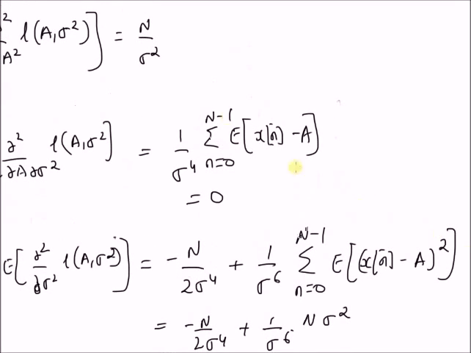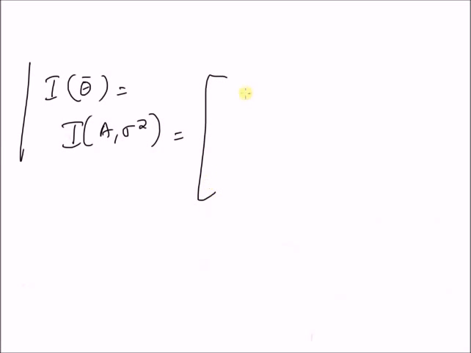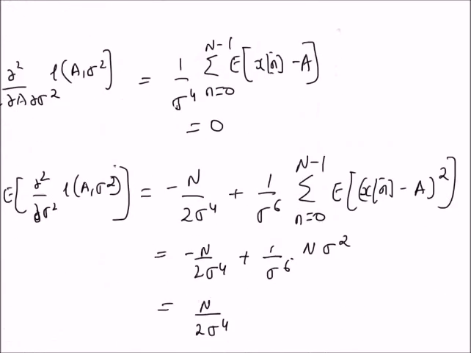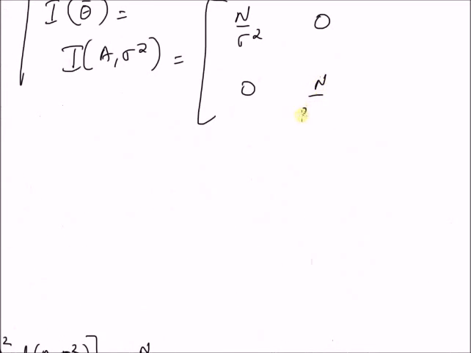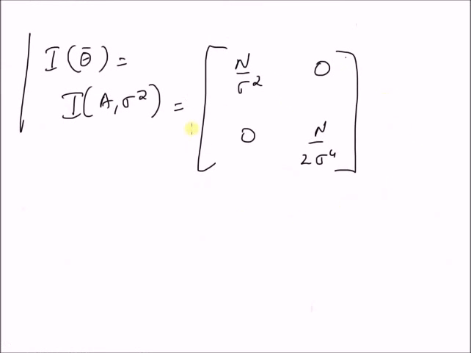So by looking at the results from the different expectations, we can write down the Fisher information matrix I of theta bar, which is I of the parameters a and sigma squared, as the matrix with n by sigma square for the first term and 0 for the off diagonal elements, and the last value, that is the value in the second row and second column, is n by 2 times sigma power 4. So this is the Fisher information matrix.